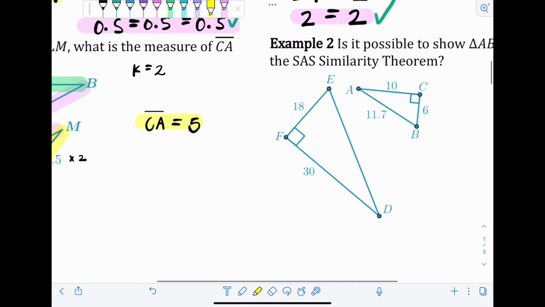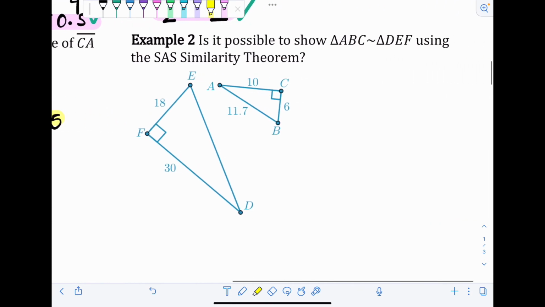Okay, moving to example 2. Is it possible to show that triangle ABC is similar to triangle DEF using the side angle side similarity theorem? So basically, do we have enough information? So side angle side, we have 2 sides and we have the included angle. The first thing that pops up to me is that we have 2 right angles. So that could be our included angle.